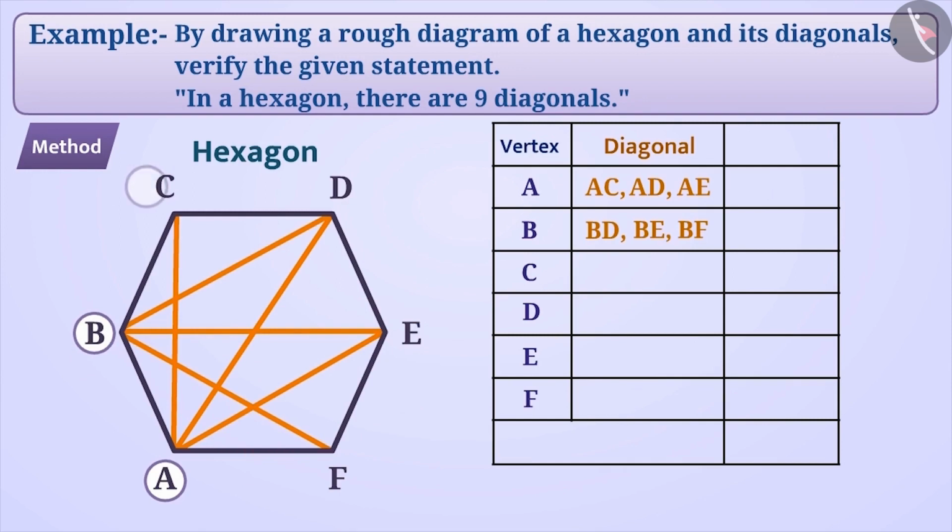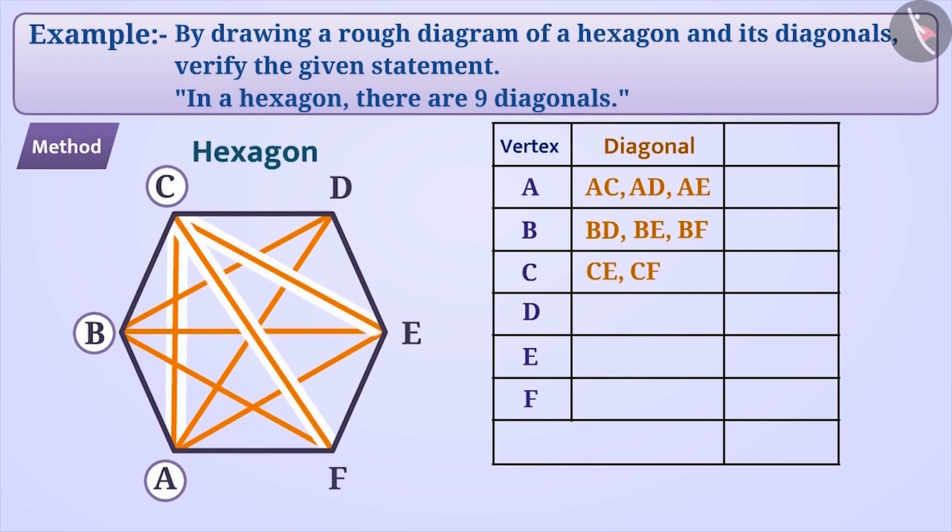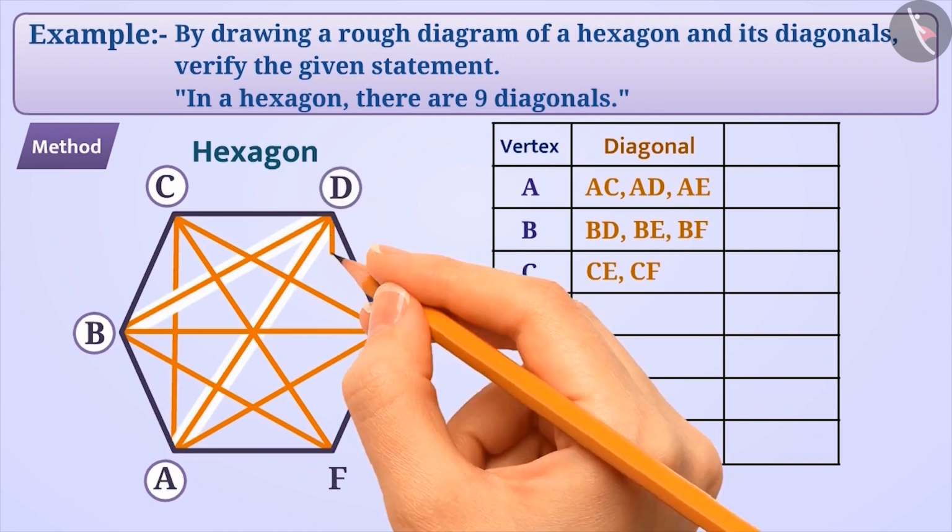From the vertex C, diagonal CA has already been drawn. So, we will need to draw only 2 diagonals. So, we will draw 2 diagonals CE and CF. Now we have drawn all the 3 diagonals from C. Now we see that 2 diagonals have already been formed from D. So we will draw the remaining third diagonal by joining D and F.